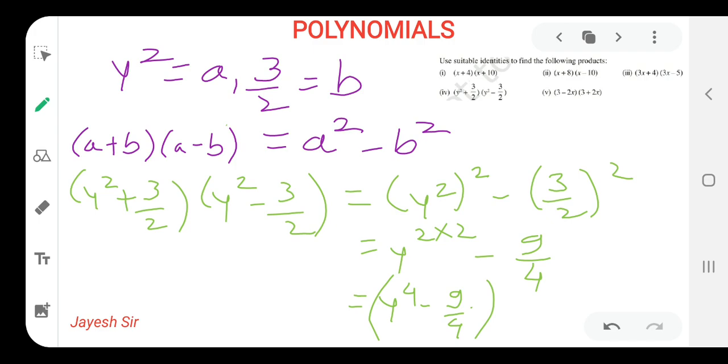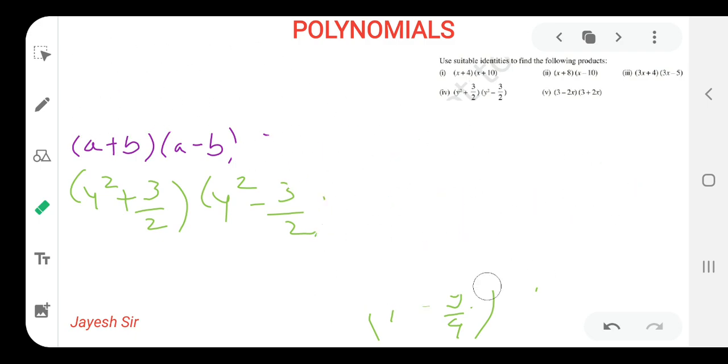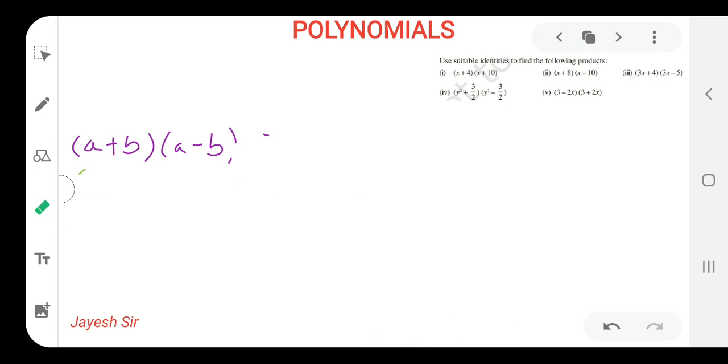So let's begin with the fifth sum for the day. If you are capable of doing the fifth sum on your own, pause the video and try to solve it. I am solving it here for you. Our fifth sum is 3 minus 2x into 3 plus 2x. So the formula I can use is x plus y into x minus y. This formula can be used, as we have used in the previous sum also.